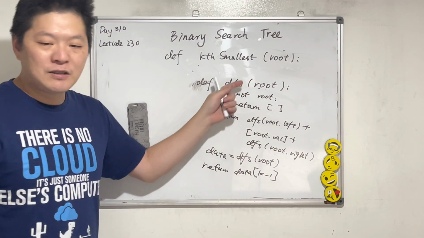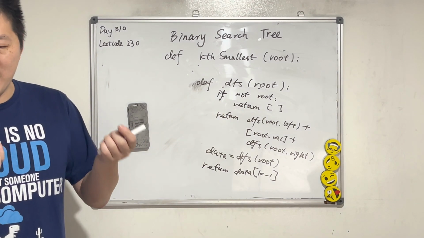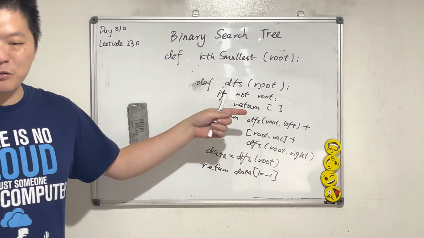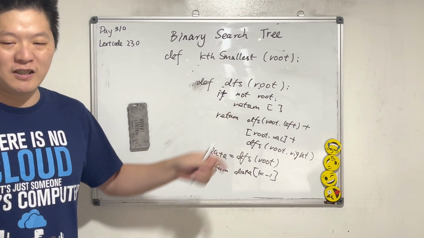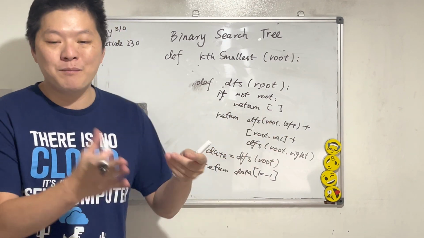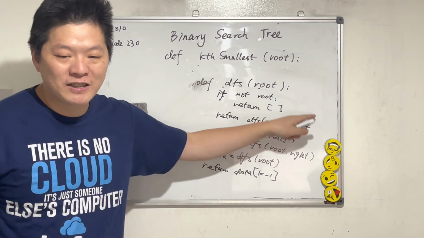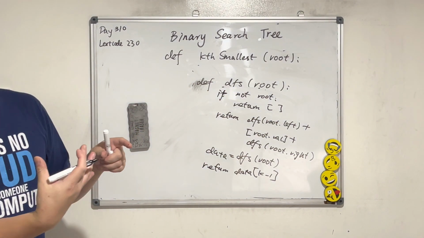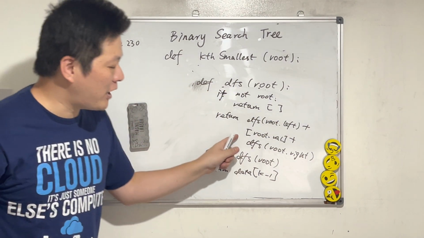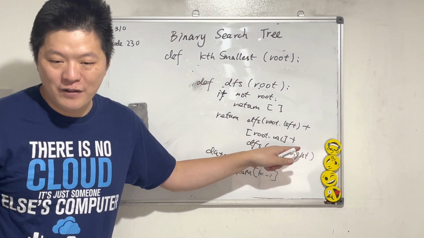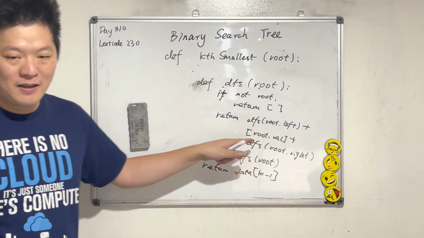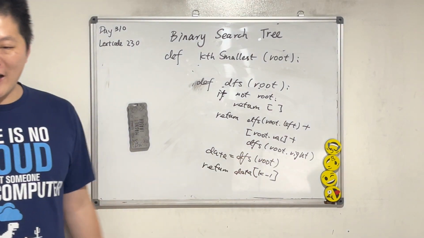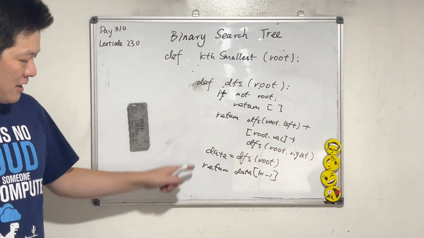Look, this function will return a list of the values, and we want to do this in order. So if the root is empty, we just return an empty list. Otherwise, we return the left tree, recursively calling it, and then we append the current node's value, and then we do the same for the right.